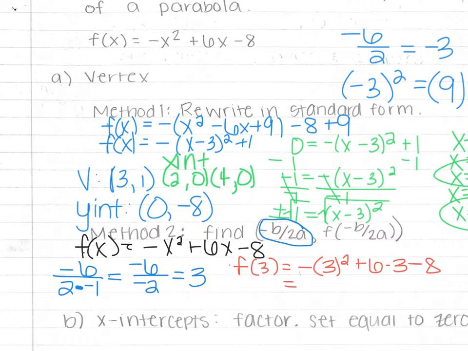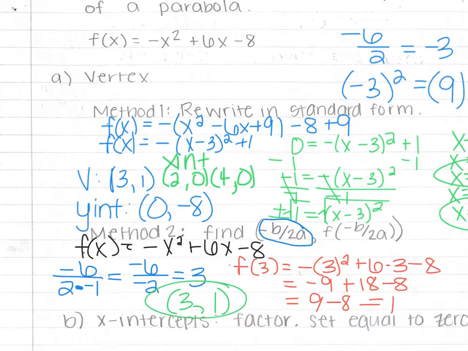So this would be negative 9 plus 18 minus 8. Negative 9 plus 18 would be positive 9 minus 8, which gives us 1. So we've seen this before because this is telling us that our vertex is (3, 1), which is the same thing we were told about our vertex in the previous method when we solved that.